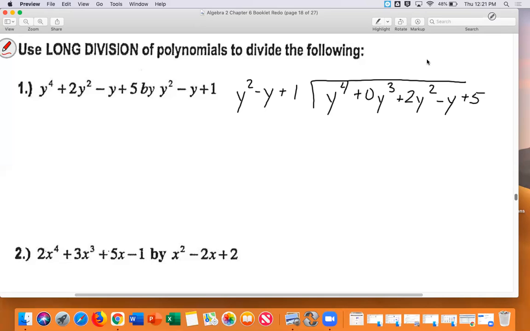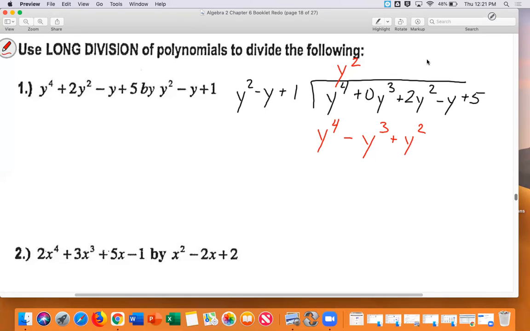Okay? So here, y squared. How do I make a y squared like y to the 4th? Carolina? Yeah, so I multiply it by y squared. Now I do y squared times y squared is y to the 4th. Y squared times negative y is negative y cubed. Y squared times 1 is y squared.